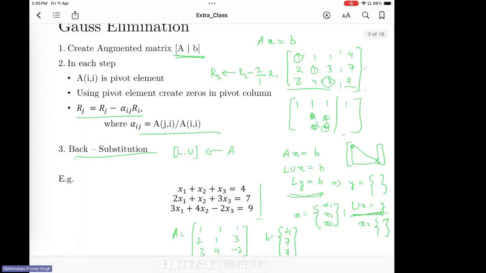Fine. So this is Gauss elimination. Similarly, we have Jacobi method, and then we have Gauss-Seidel method. Both of those methods are similar.